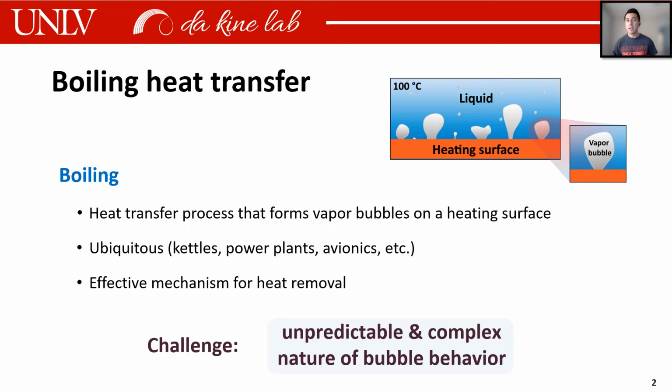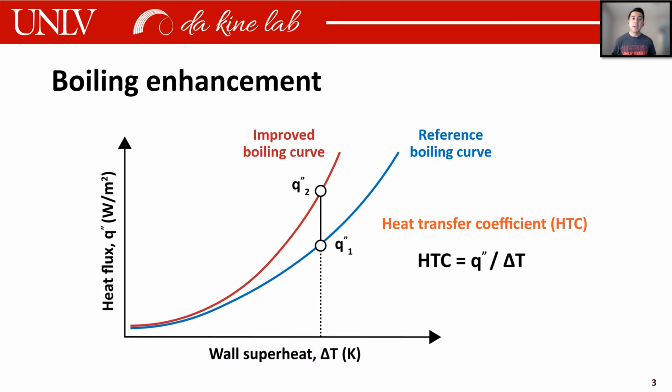However, to date, improvements to boiling performance have been very challenging due to the unpredictable and complex nature of bubble behavior. In the boiling community, we usually want to quantify the enhancement. One way to quantify enhancement is by looking at the heat transfer coefficient, which is the HTC, the ratio of the heat flux over the wall superheat.